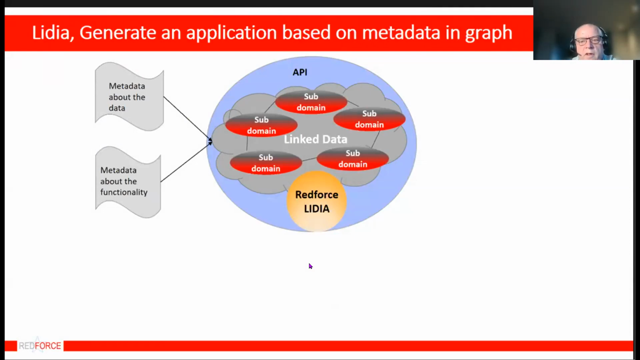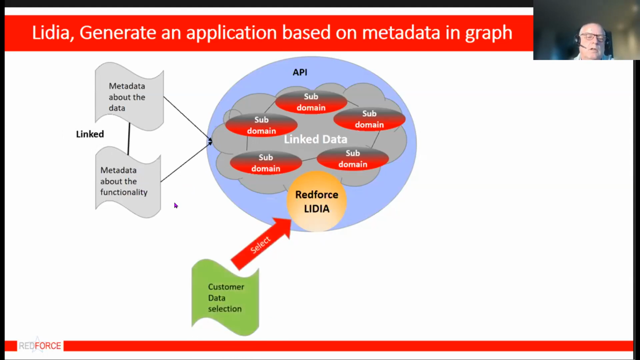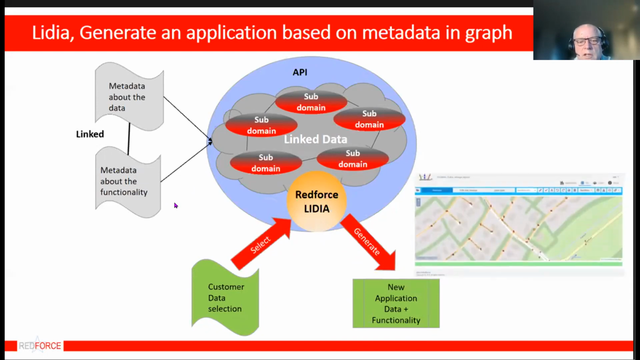So since we have all the metadata in place for what's in the subdomains by means of the models that are in there, and on the other hand we have the functionality, which we also have metadata for, and we have linked those two together, it will be possible for a customer to just select the data. And with that, we can generate a new application which has the data and the functionality.